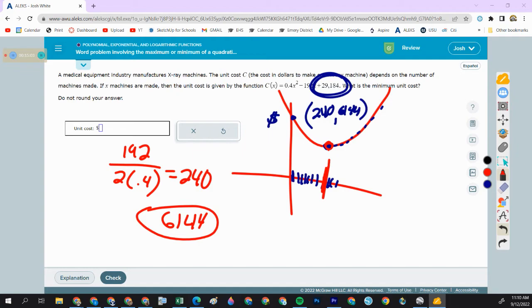right? 0 machines apparently cost 29,184 because that is the y-intercept. Okay, so the cost of all of the equipment to make the machine apparently is $29,000. So the first one is essentially going to be $29,000. It'll be a little bit smaller than that because we'd have to come over here to 1 and find that point. But if you only build one, you're looking at $29,000. But if you build 240, then each one only costs $6,000. If you can sell them, great. That's the goal, right?